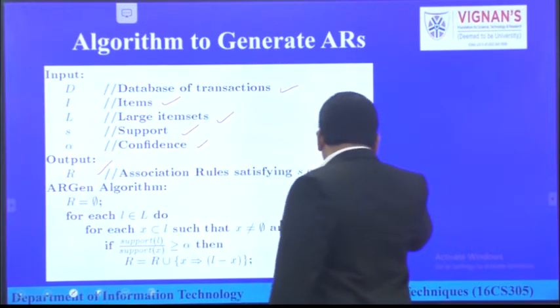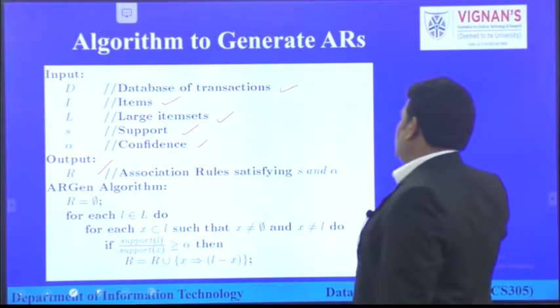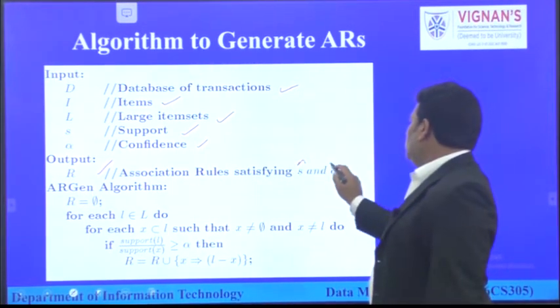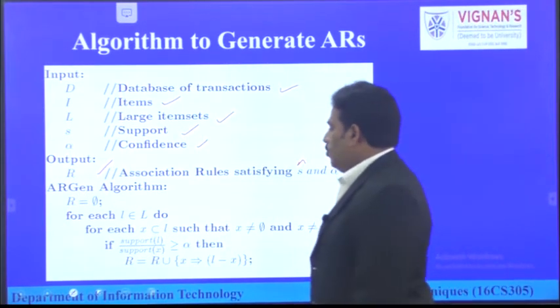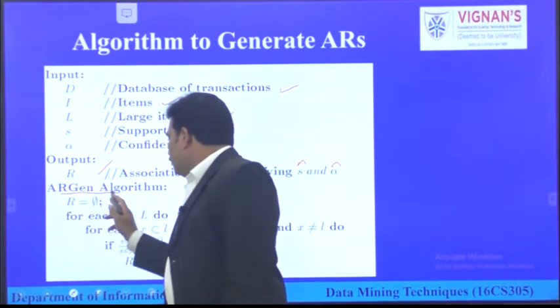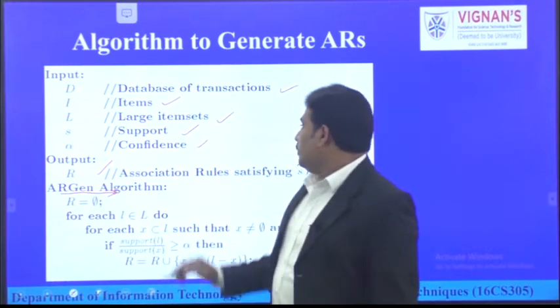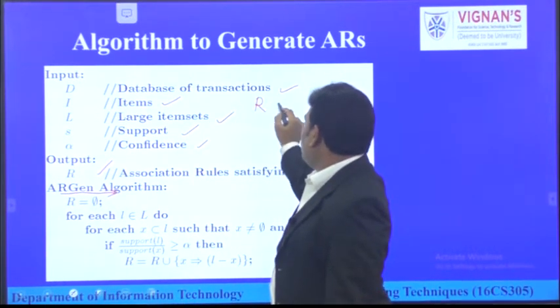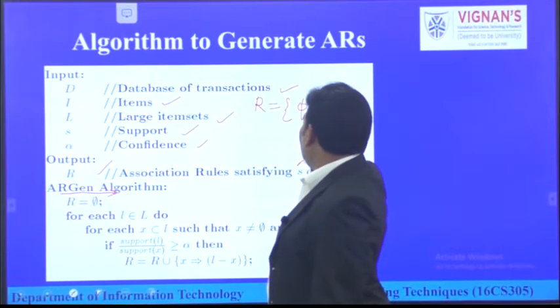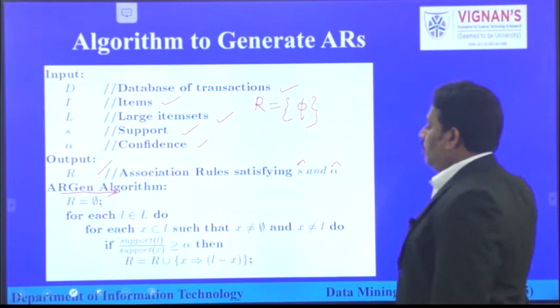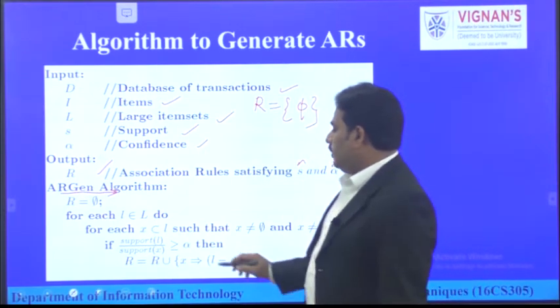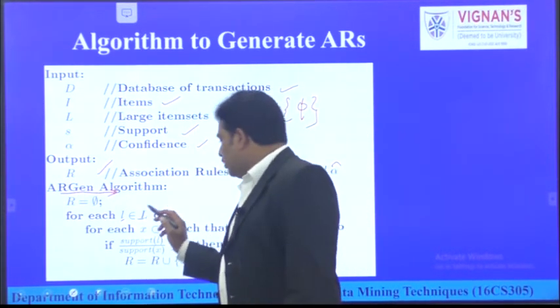Here we want to generate rules satisfying both confidence and support. Now the basic algorithm is in this format. In the first step we are assuming there are no rules, so in the rule database there are 0 rules or null rules. Now, when we have null rules, what are we doing? We are repeating the process for each l that belongs to capital L.